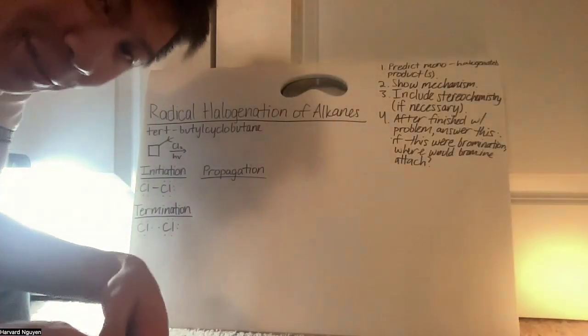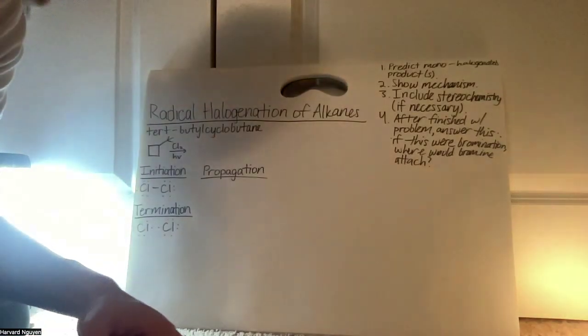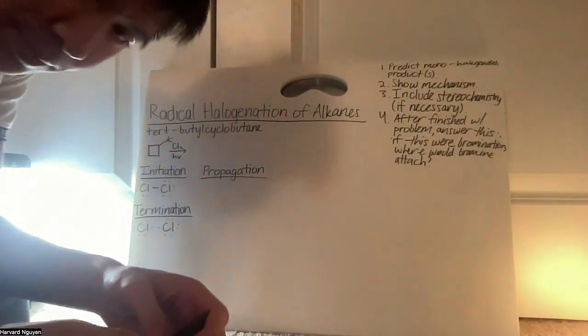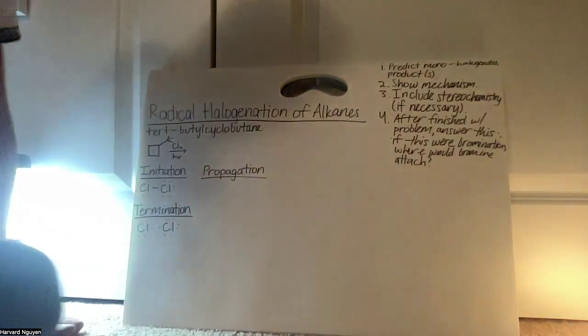Hello everyone, my name is Howard Nguyen, and today I'll be doing a radical halogenation of alkanes mechanism. This is some of the directions for the problem.